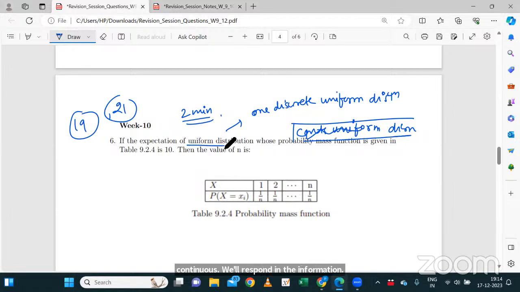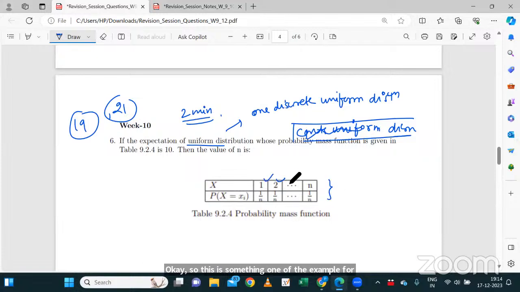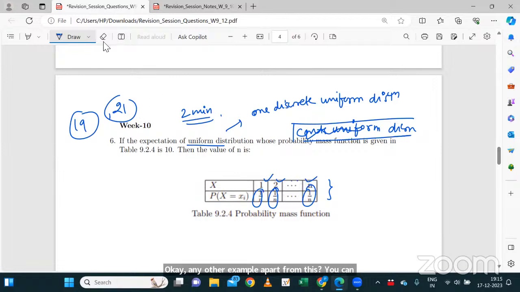By the nomenclature, uniformity is there, right? One example of a uniform distribution is when X takes values 1 up to n, and the probabilities are the same for each value. Any other example apart from this you can think of? Rolling a die, yes, the die is a very good one.